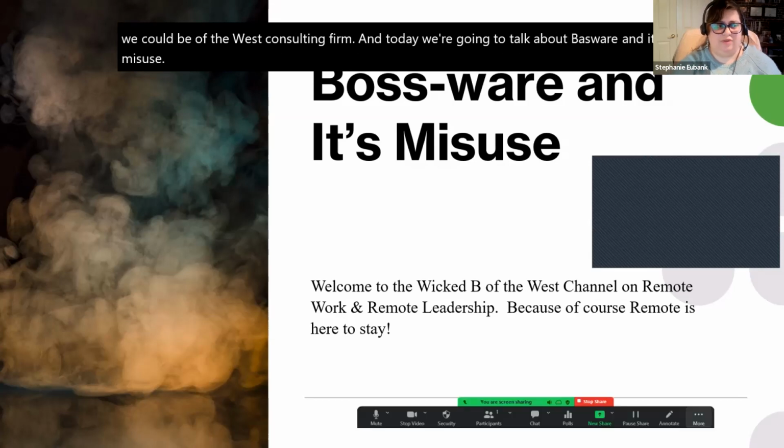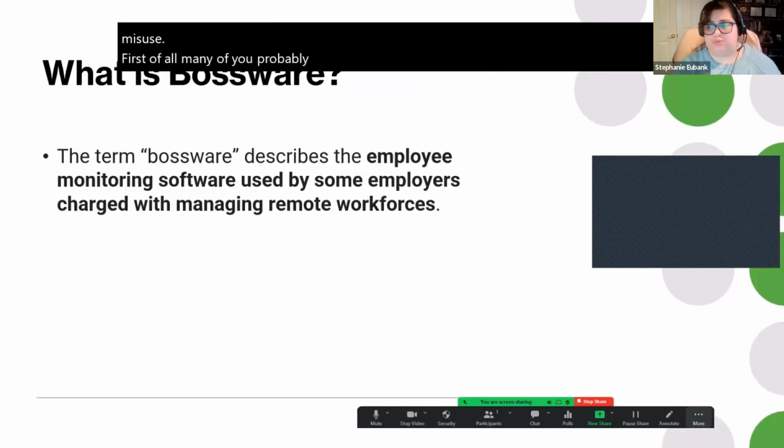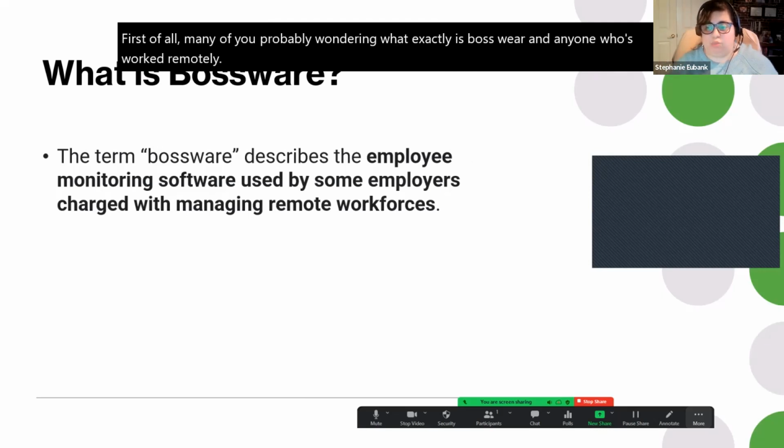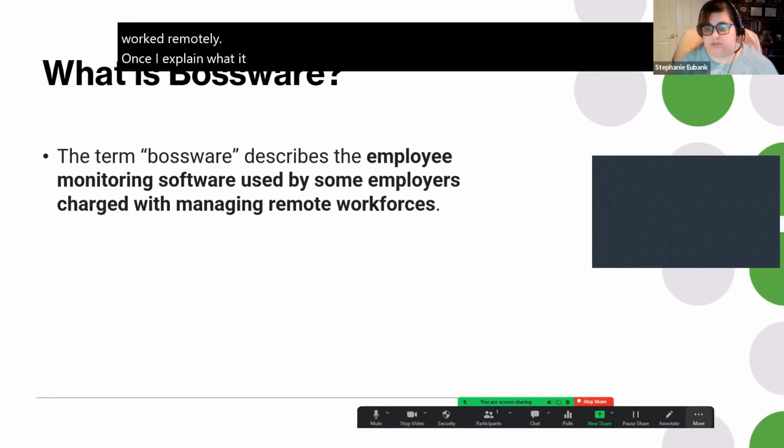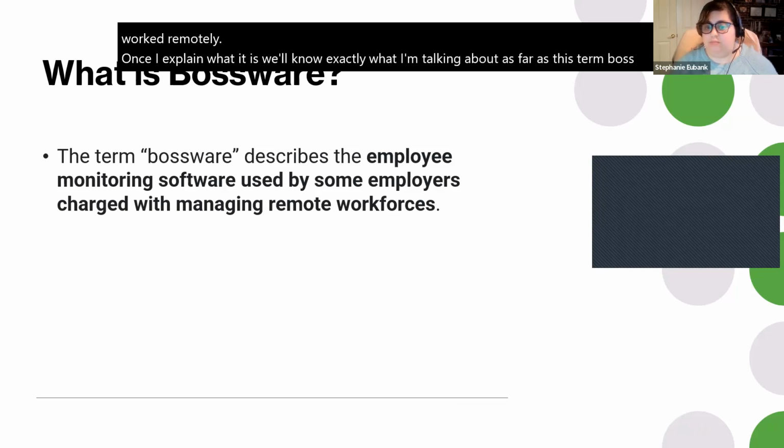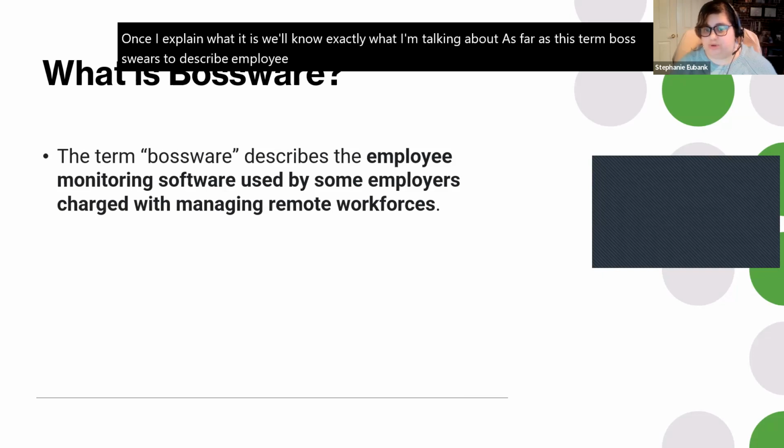Now, first of all, many of you are probably wondering what exactly is Bossware, and anyone who's worked remotely, once I explain what it is, will know exactly what I'm talking about as far as this term. Bossware is to describe employee monitoring software used by some employers charged with managing remote workforces.